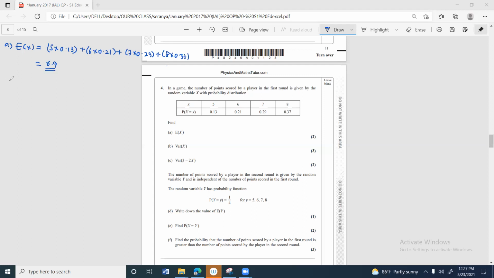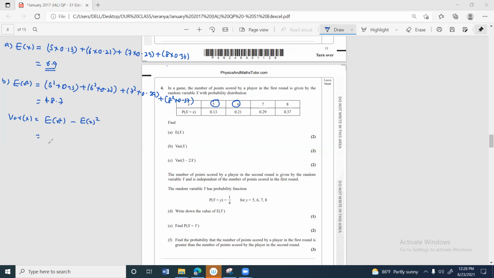Part B, the variance. It's straightforward. Initially, we need to find E(X squared). E(X squared) is 5 squared times 0.13 plus 6 squared times 0.21 plus 7 squared times 0.29 plus 8 squared times 0.37. So you get E(X squared) as 48.7. Then we can find the variance of X by the formula E(X squared) minus E(X) all squared.